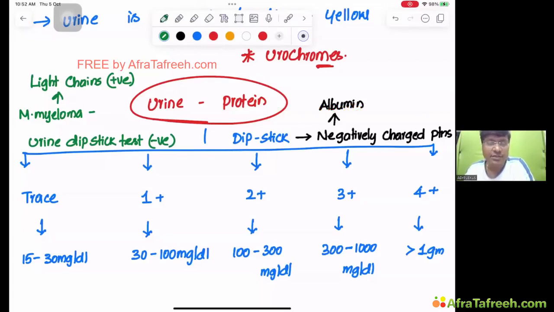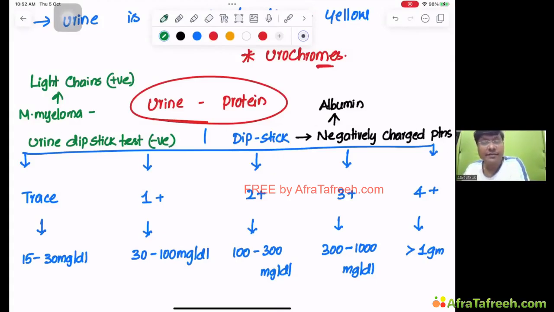And if there is cast in the urine, think of pathology in the kidney. RBC cast, you have that in glomerulonephritis. WBC cast, you have that in pyelonephritis and interstitial nephritis. Pigmented cast, you have that in myoglobinuria, hemoglobinuria and acute tubular necrosis. Granular cast, you have that in acute tubular necrosis.